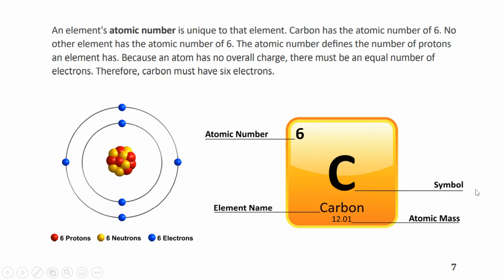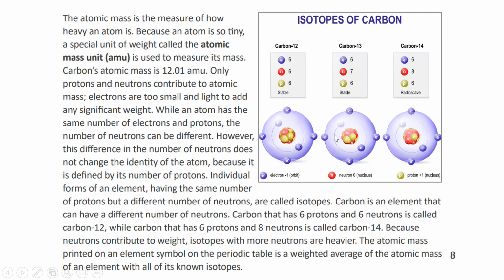C symbol, element name, carbon, atomic mass, 12.01. The atomic mass is the measure of how heavy an atom is. Because an atom is so tiny, a special unit of weight called the atomic mass unit, AMU, is used to measure its mass. Carbon's atomic mass is 12.01 AMU.